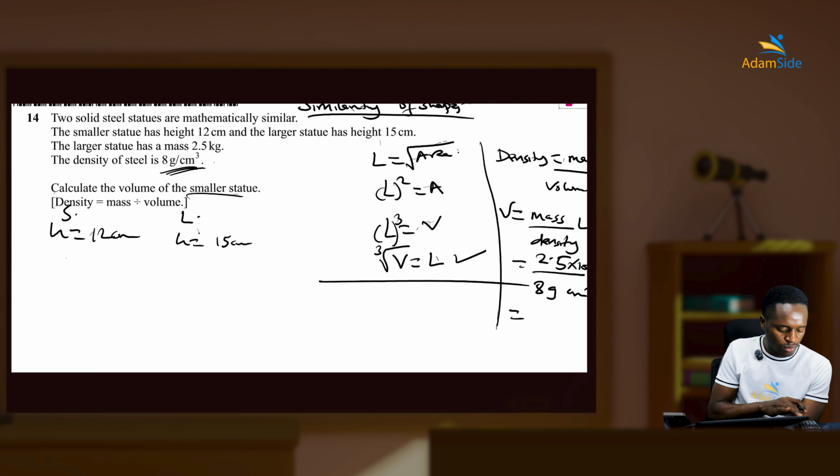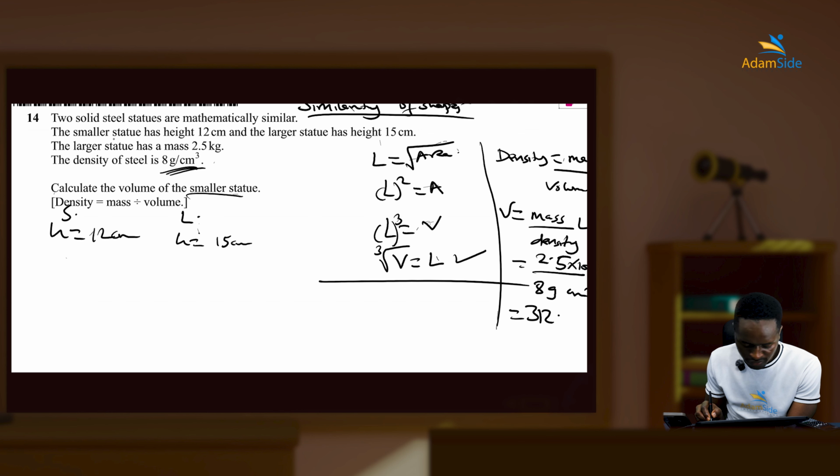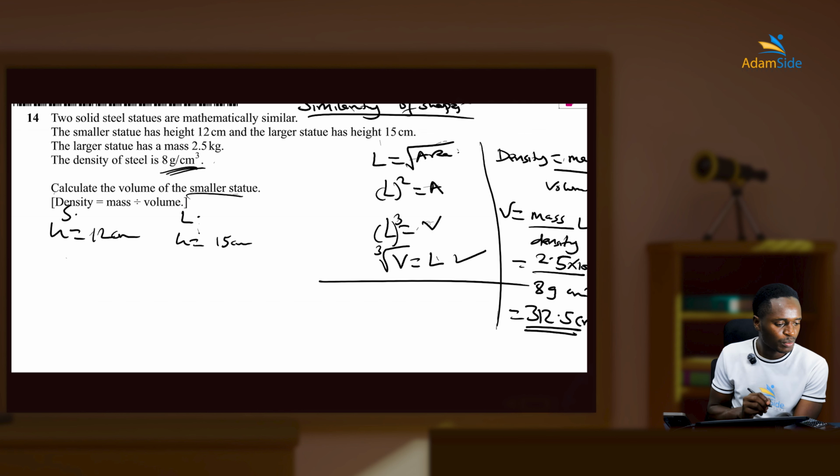Therefore, let's first find the volume. So you have 2.5 times 1,000 grams, so that we change it into grams, because 1,000 grams is the same as 1 kg. You get 2,500, then divide by 8. So our volume will be 312.5 cubic centimeter. So this is our volume. After finding our volume now, it will be easier for us to solve.